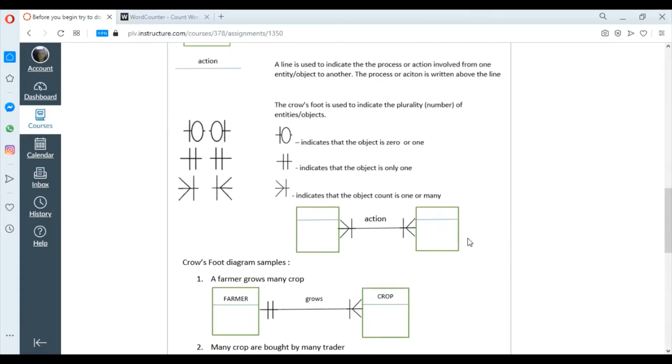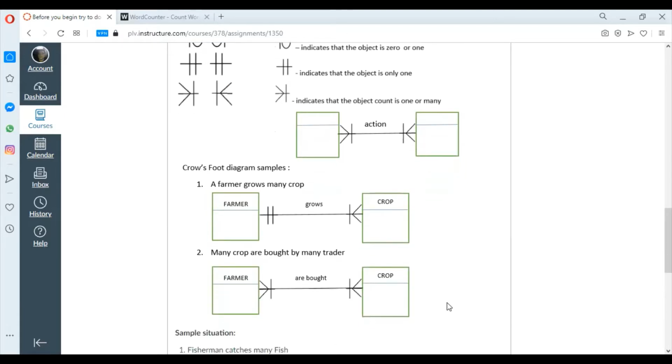Now, if you are going to use this in an actual diagram, you will come up with something like this. So these are the objects, this is the action, and then this is the relationship. So we have one or many object, action, one or many object. To give you an example, we will go back to the two samples we have earlier for Chen's diagram.